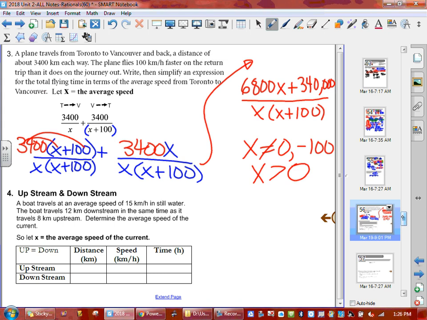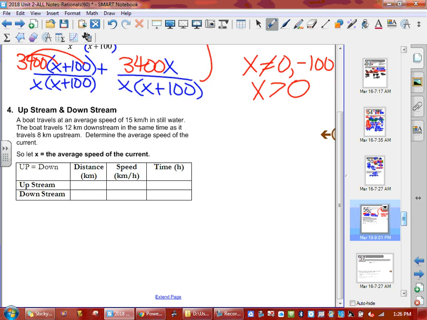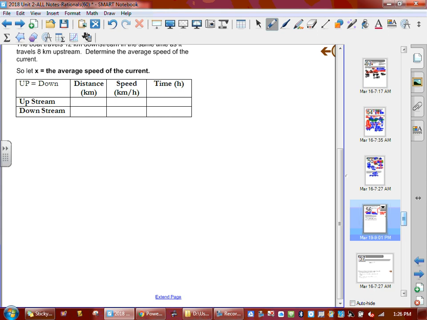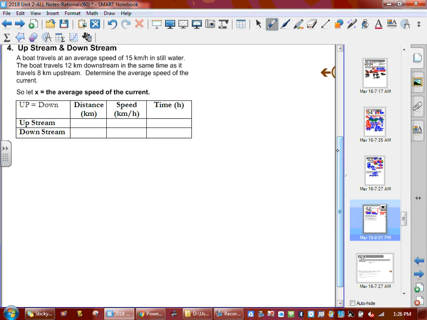All right. This is an upstream downstream, where upstream is equal to downstream. So you're going to see how they created a chart for this one. And this is why we're going to use charts. So sometimes they put information in a chart, like I said before, and they ask you to match it to different equations. So we need to be able to place the information in the chart. So, first one here. Says the boat is traveling at an average speed of 15 in still water. So x is equal to the speed of the current. 15 is still water.